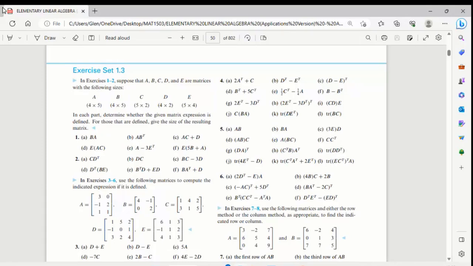What did you get for half transpose of C? Yes. Half transpose of C, I got 1/2, 3/2 as first row. Second row, I got 2, 1/2. Third row, I got 1, 5/2.